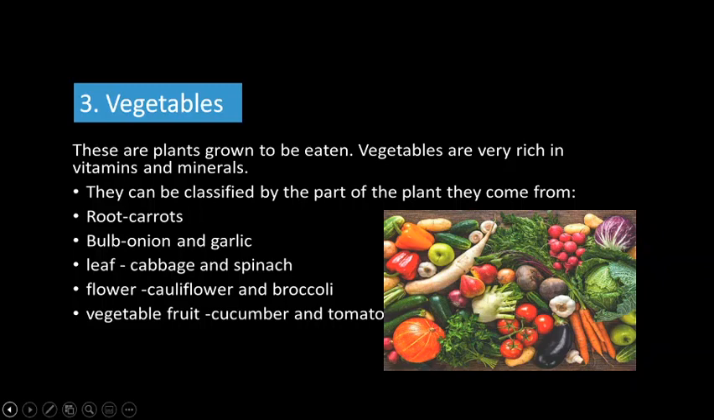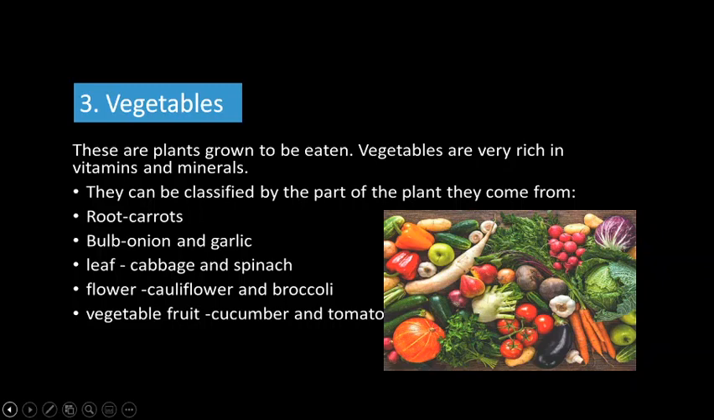They can be classified by the part of the plant they come from. For example, carrots are considered as roots, onions and garlic as bulb, cabbage and spinach as leaf, cauliflower and broccoli as flower, and then we have cucumber and tomato as vegetable fruit, right? So these are the different categories.